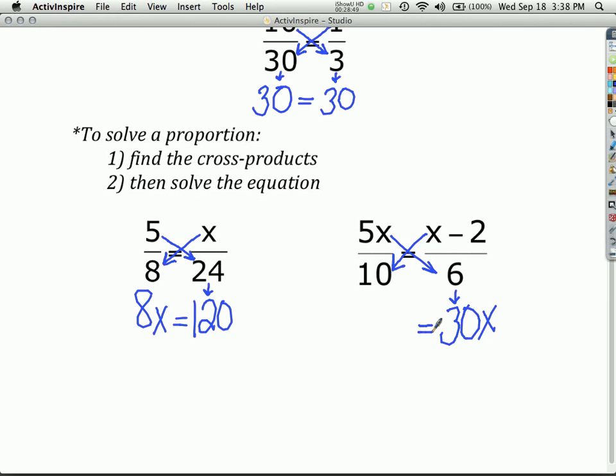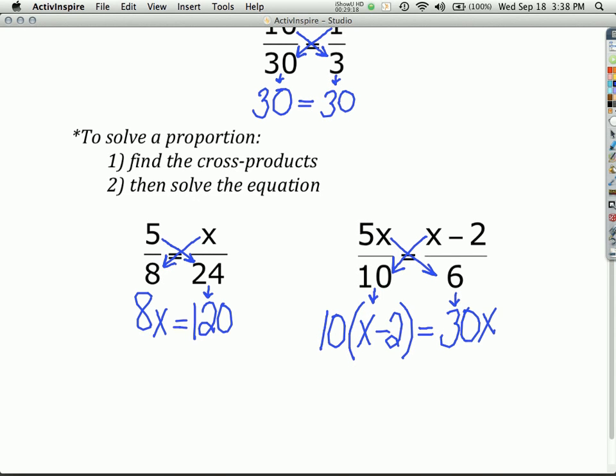You could not have said it any better than what she just said. 10 times the quantity of x minus 2. What is that an example of? What is that an example of, Feng? Distributive property. And so we can then simplify this, and then we can solve the equation. We're not going to solve it right now, but that's the first step. Any questions? Good. So that's the basics.